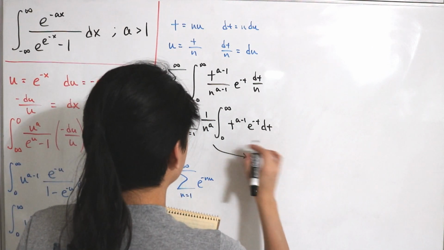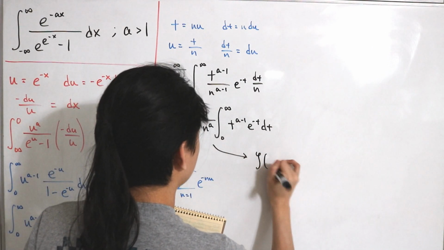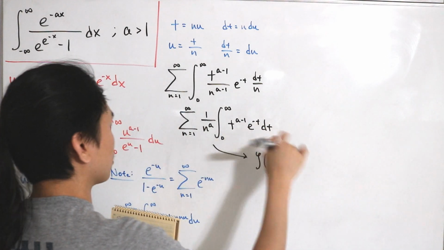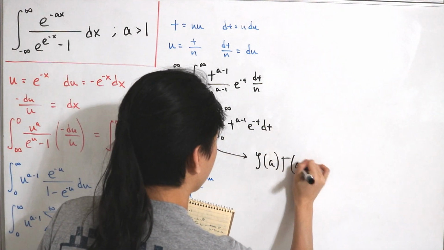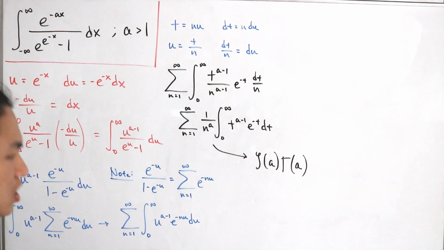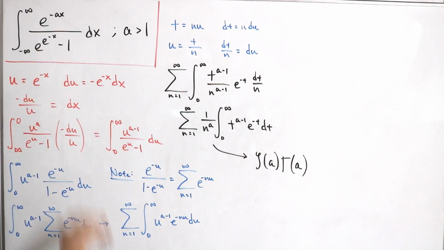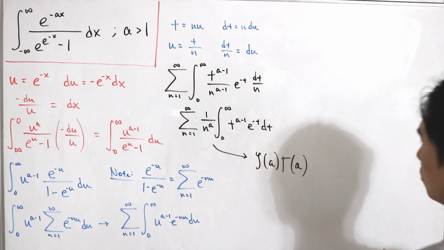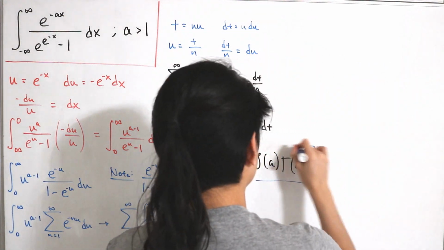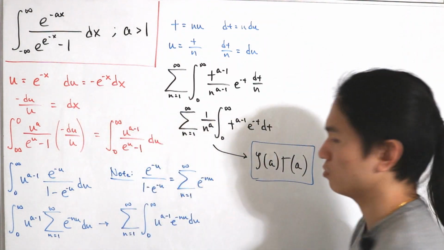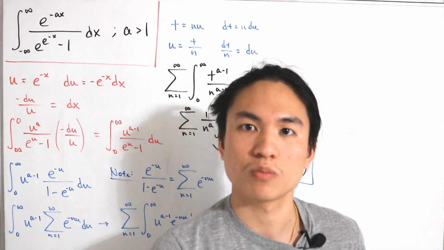And so in other words, we can now replace this with the Riemann zeta of a, multiplied by the gamma function at a. And therefore, there is our representation of this improper integral listed above as our given. So just like that, we are done with this proof. So there we have it. Yeah, that's pretty cool if you ask me.